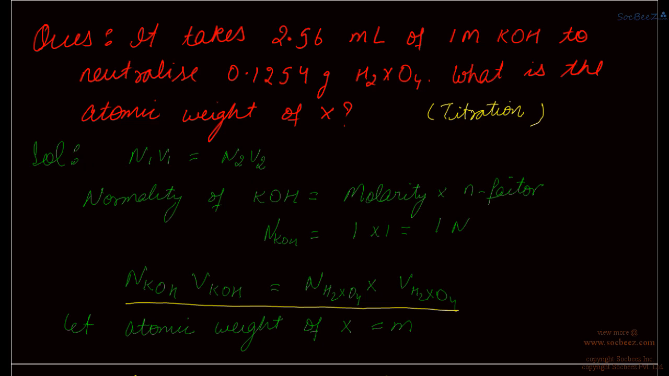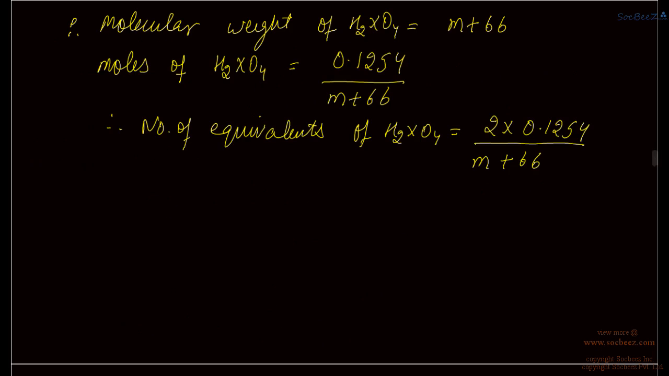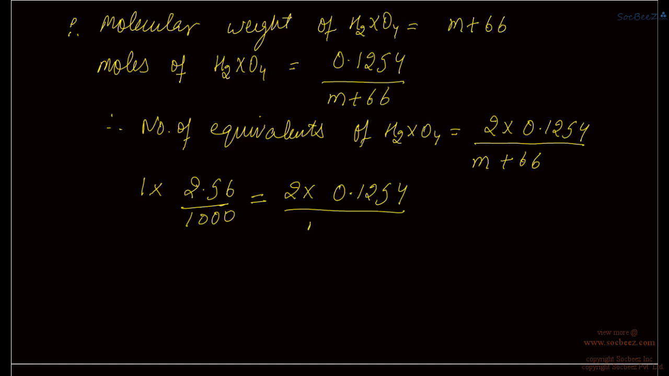So if we apply this formula here, we can say that 1, that is N of KOH, into 2.56 upon 1000, because volume should be in liters, equals the number of equivalents of H2XO4, which equals 2 into 0.1254 divided by M plus 66. If we solve it further, we get the value of M as 32 gram per mole. Hence we can say that X is sulfur.